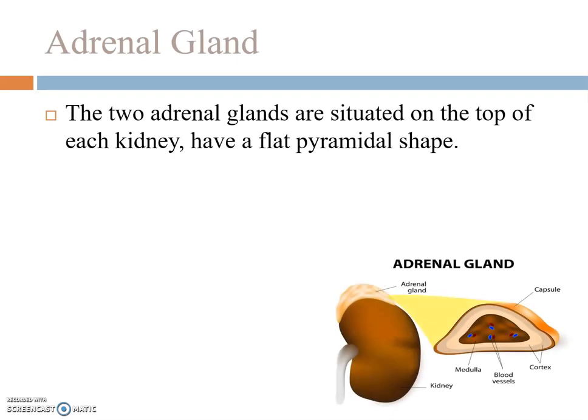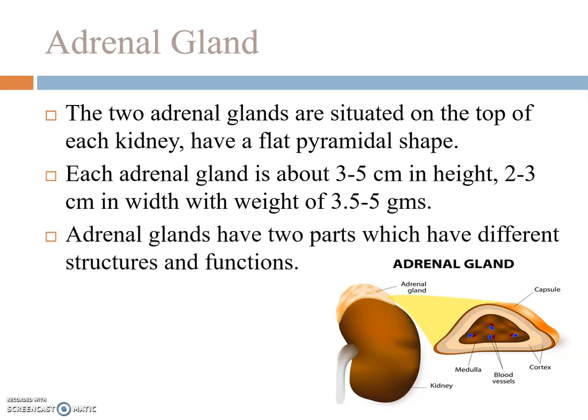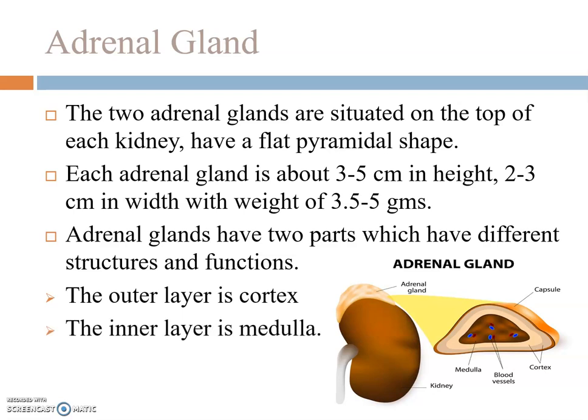The two adrenal glands are situated on the top of each kidney and have a flat pyramidal shape. Each adrenal gland is about 3 to 5 cm in height and 2 to 3 cm in width, and weighs around 3.5 to 5 grams. Adrenal glands have two parts, which have different structure and functions. The outer layer is the cortex and the inner layer is called the medulla, which you can see in the shown diagram.